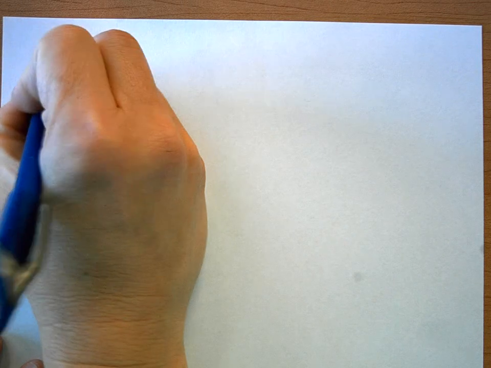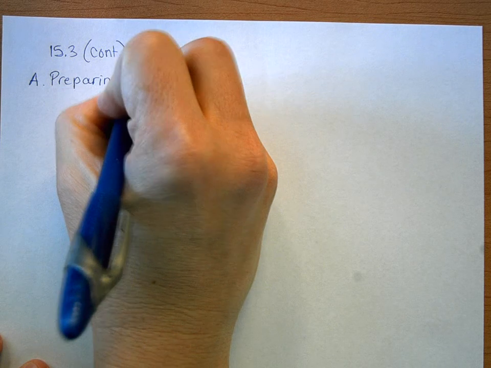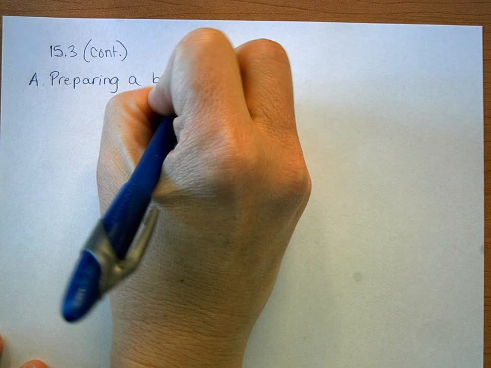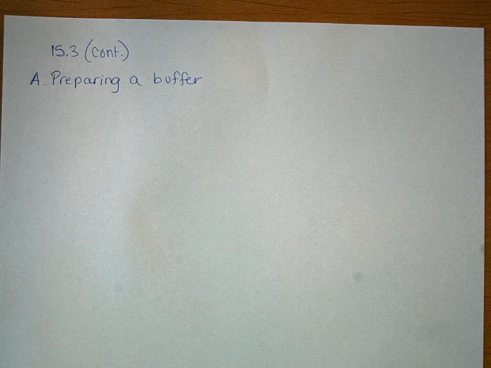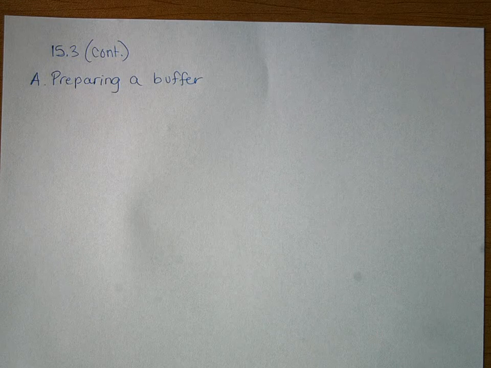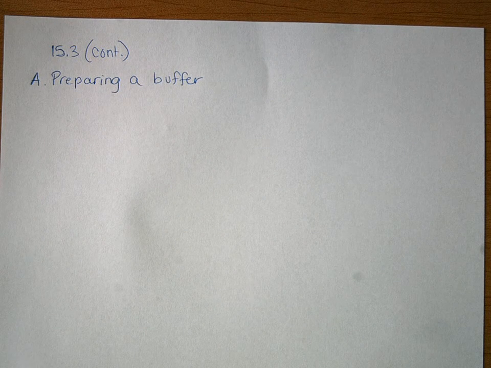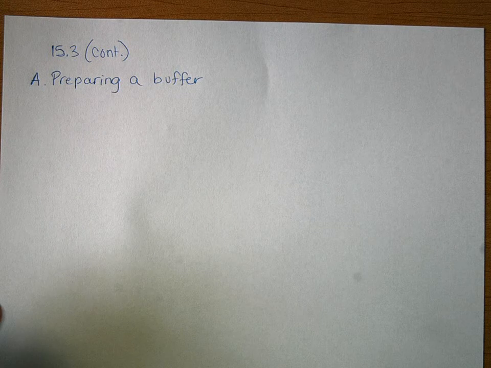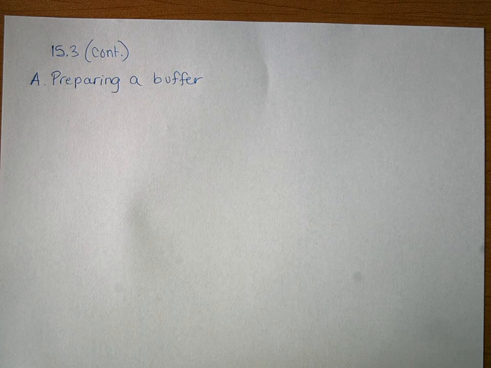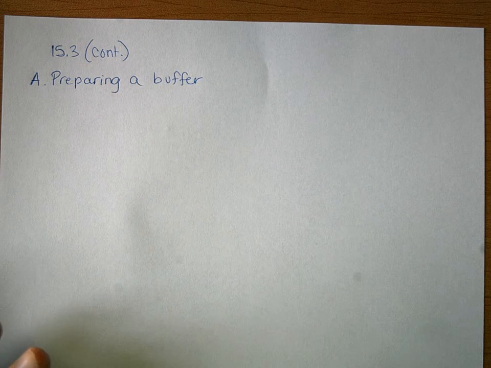But the last thing in 15.3, and we'll still call this A, would be preparing a buffer. And with preparing a buffer, a common type of problem would be that you'd be given a bunch of different acids and you'd be asked, which one would be the best one to choose to make a buffer that would give you a certain specific pH.